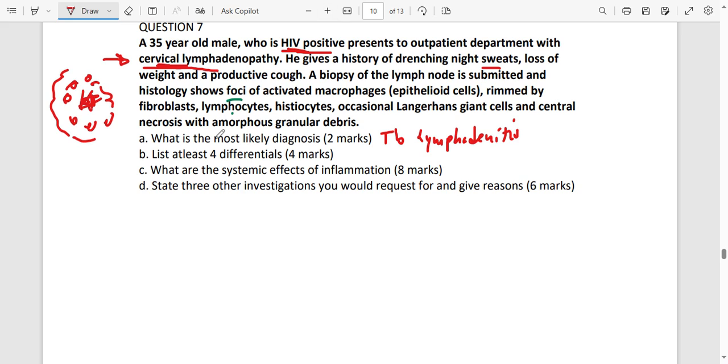Okay. And then number B is saying list at least four differentials. Anyone that can help? Think of any condition where someone is going to have lymphadenopathy, maybe they have HIV. Remember these are differentials, you can even just pick at least three things. Someone has activated macrophages rimmed by fibroblasts, lymphocytes, histiocytes, Langerhans, giant cells, and necrosis in the center. Any condition that you can think of?